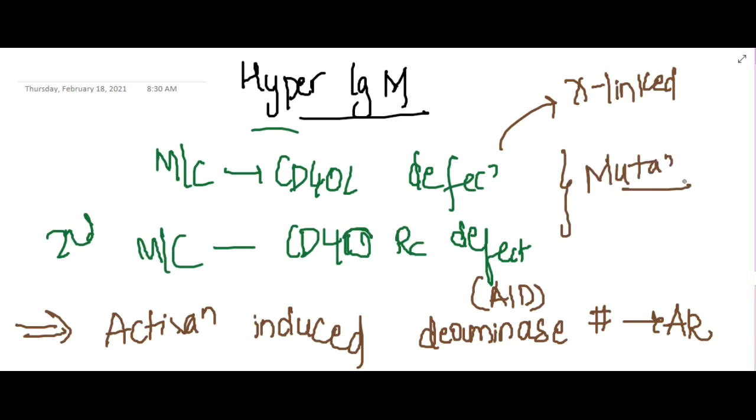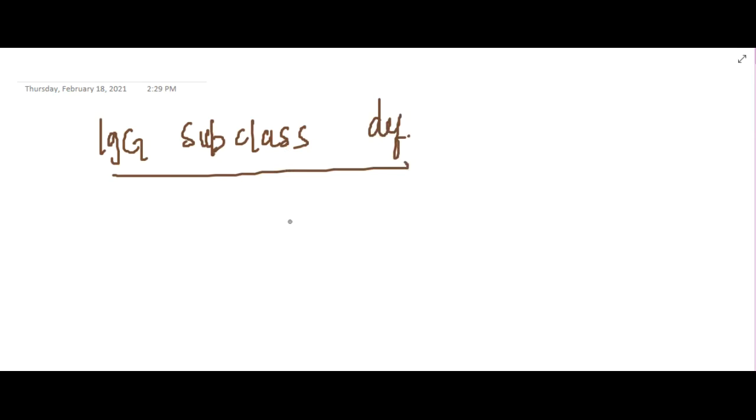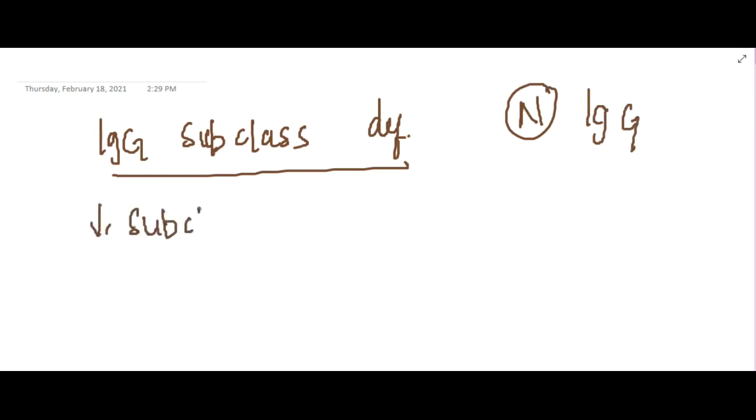Then we have the last and final type, which is called as IgG subclass deficiency. In IgG subclass deficiency, the total serum IgG will be normal, but there will be decrease in subtypes of IgG. That is the reason why we call it as IgG subclass deficiency.